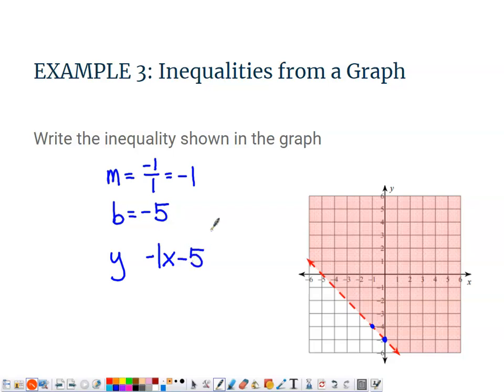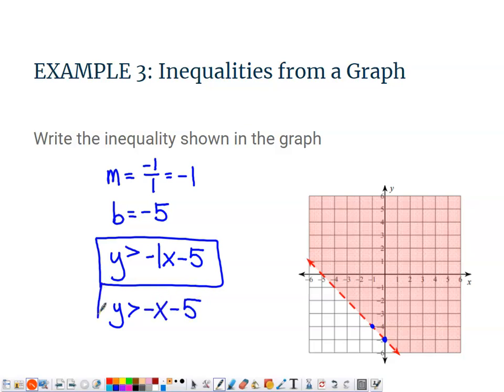Okay? So I see we have this dashed line that's shaded above, meaning that we have greater than, and it's not equal to because we have that dashed line. So we have y is greater than -1x minus 5. You can write your answer like that, or if you want it a little bit cleaner, y is greater than -x minus 5. Just like that.